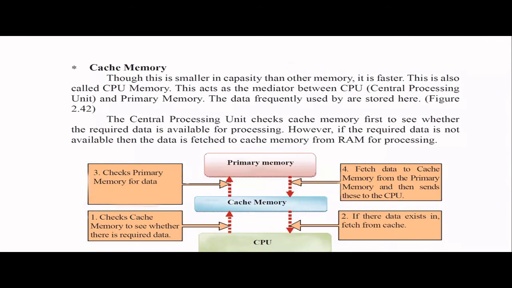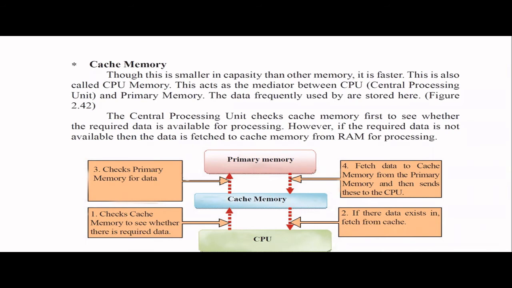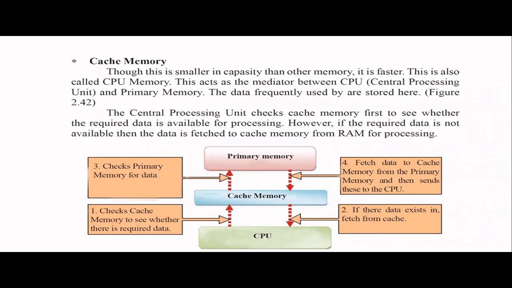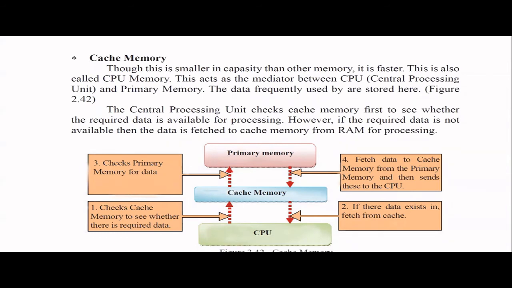So there's something called cache memory, right? You will learn this caching concept later in your stages of education also. But basically, this is very small in capacity and very fast. Some people call this CPU memory as well because this is acting as a mediator, a middle person between the CPU and the primary memory.